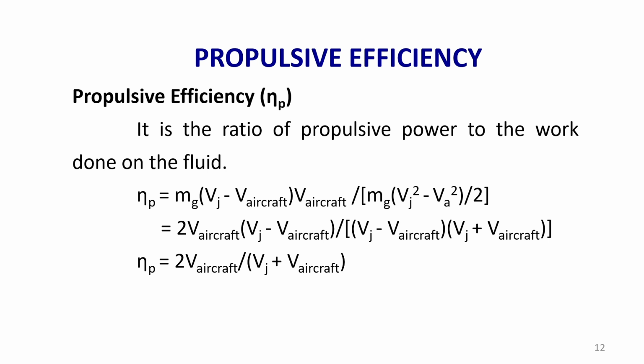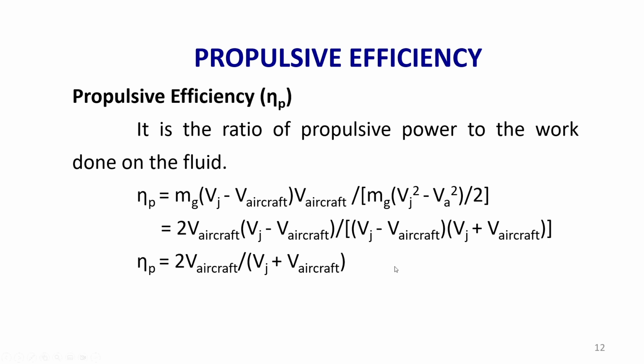Now, let us see the difference between the propulsive efficiency and the thermal efficiency. Propulsive efficiency is the ratio of propulsive power to the work done on the fluid. Propulsive power is mass into velocity, that is the difference between the velocity of the jet and the velocity of the aircraft, divided by m v square by 2, that is the change in kinetic energy. So, the kinetic energy is the jet velocity vj square minus the initial velocity, this is aircraft.